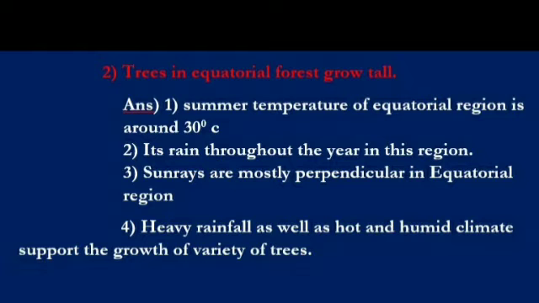Trees in equatorial forest grow tall. Let's see the answer. The summer temperature of the equatorial region is around 30 degrees Celsius. The mean annual rainfall in the equatorial region is around 2,500 mm to 3,000 mm. It rains throughout the year in this region. See student, again here we have to write down the summer temperature, the rainfall and the winter temperature, right?